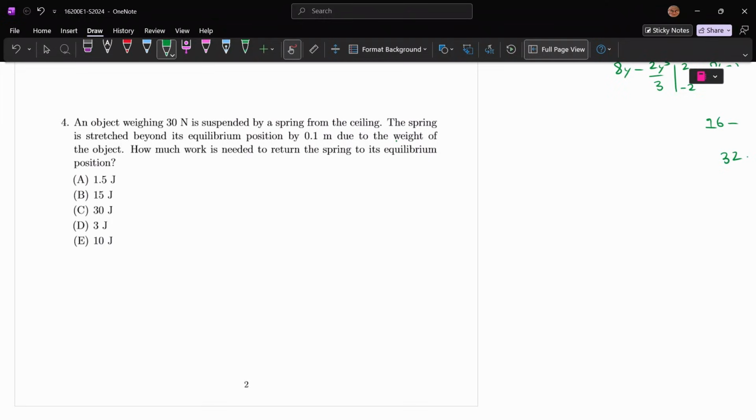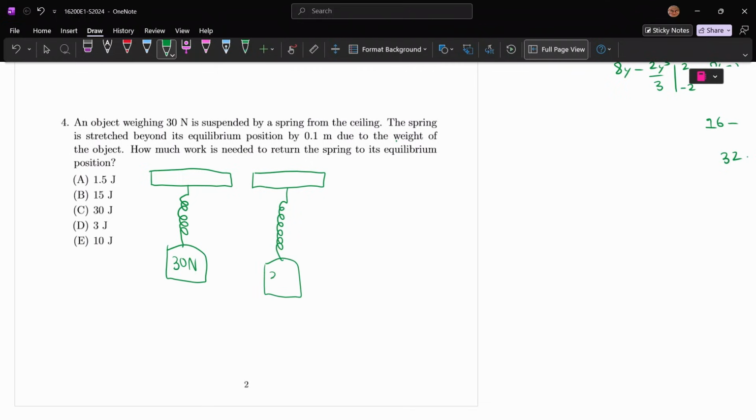So before we do anything else, let me also draw a diagram or a visual representation of what this question looks like. So we have our spring here with an object weighing 30 newtons in its natural position. By the way, this is a spring, that's not an inductor. But anyway, it tells us that the spring is going to be stretched 0.1 meters like this. So we have a distance delta of 0.1 meters from its natural position. And it's asking us to figure out how much work is needed to get back to this position.